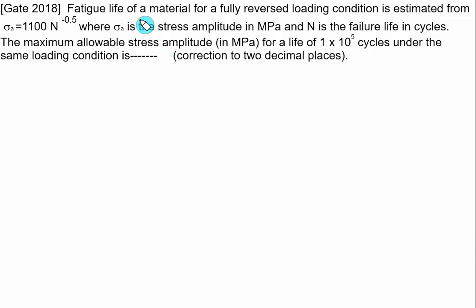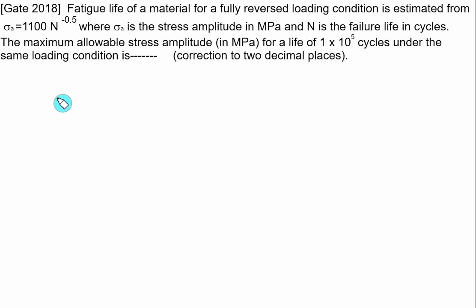The fatigue life of a material for a fully reverse loading condition is estimated from the equation sigma amplitude equal to 1100 N to the power minus 0.5, where sigma A is the stress amplitude in megapascal and N is the failure life in cycles. So indirectly we have given here the Basquin equation. The maximum allowable stress, that is the amplitude in megapascal for a life of 1 into 10 to the power 5 cycle under the same loading condition, we have to find out.